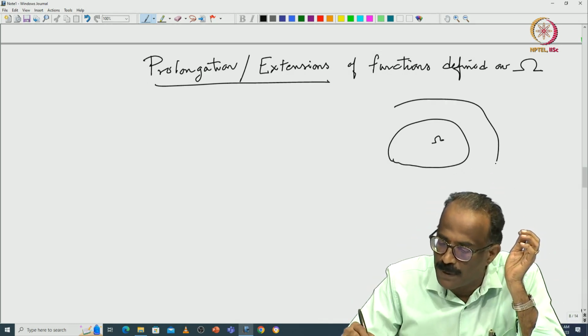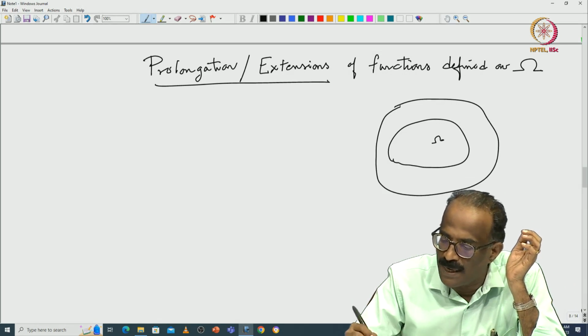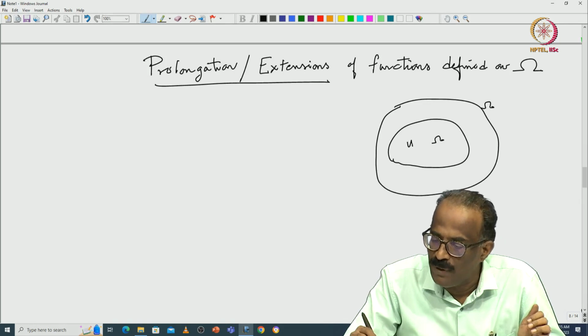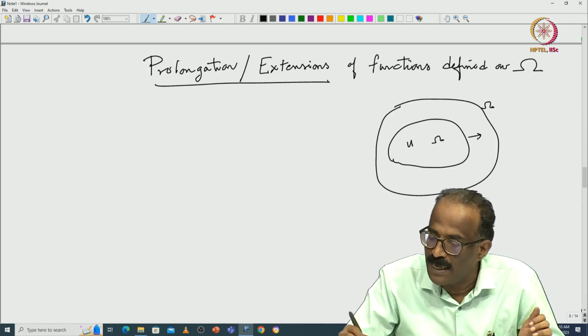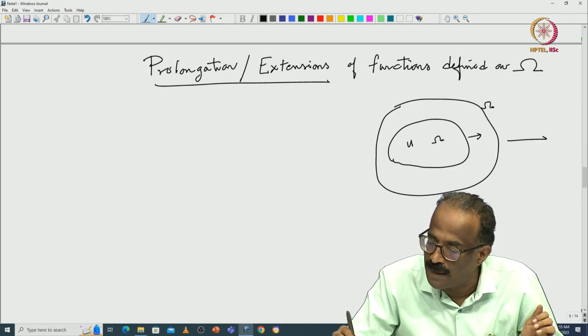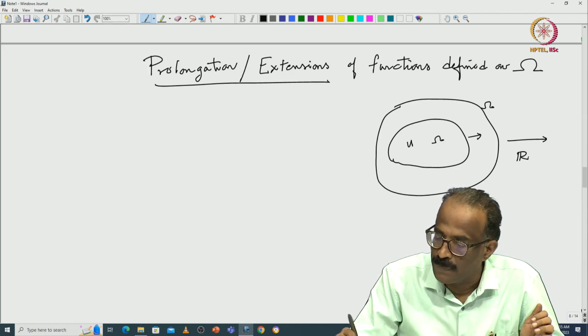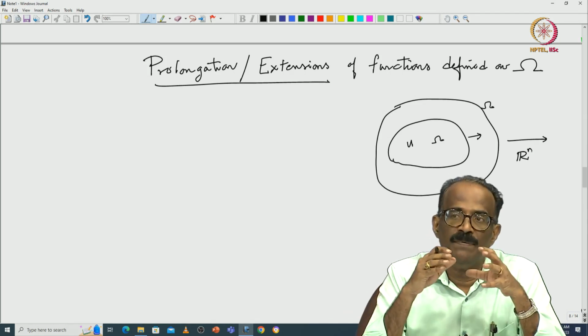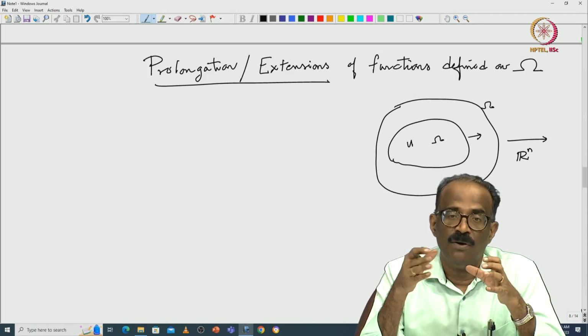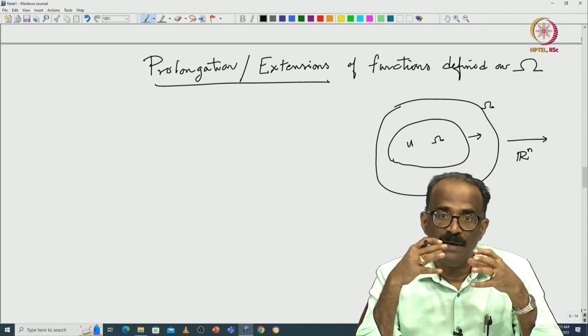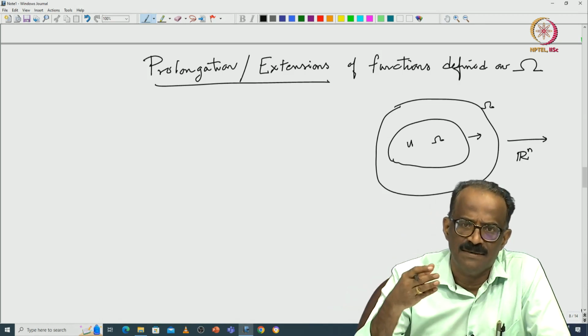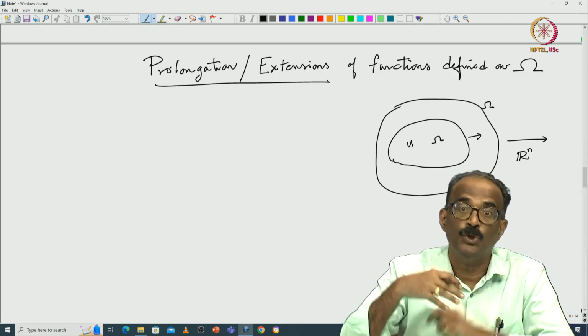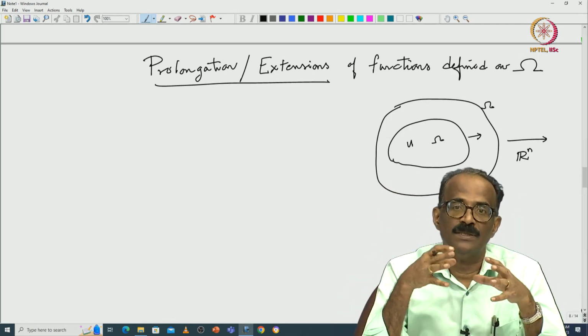Suppose you have a bigger domain omega tilde and a function u is given here. So, can you extend to this portion or can you extend to R^n, and that extension should not be very arbitrary. You need to have some control on the extension, not defining something huge.